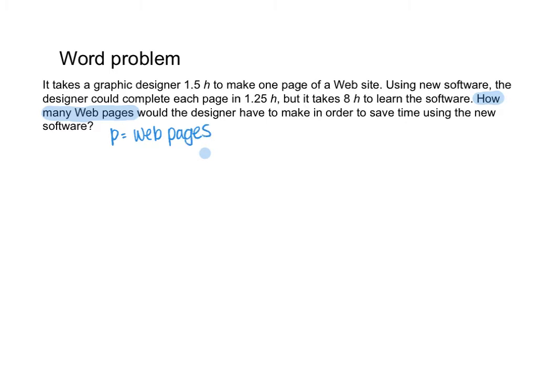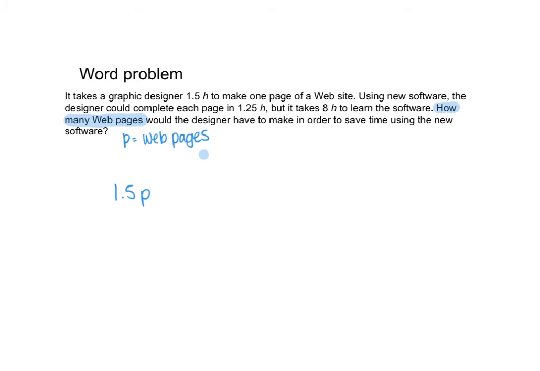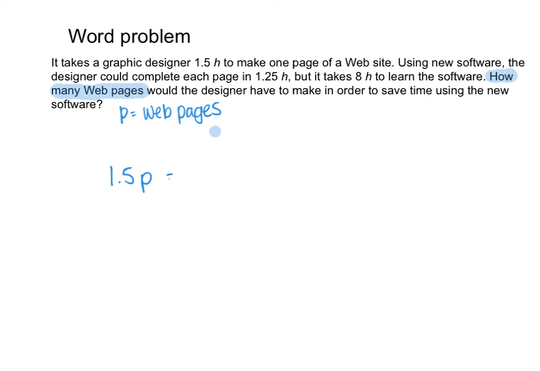Okay, so if P is the web pages, in the beginning it took 1.5 times P for each website. That was the total time. So the number of websites, it took 1.5 hours per web page. So we're going to set that equal to 1.25 times P, because it took each page 1.25 hours using the new software, plus the 8 hours that it took to learn the software.